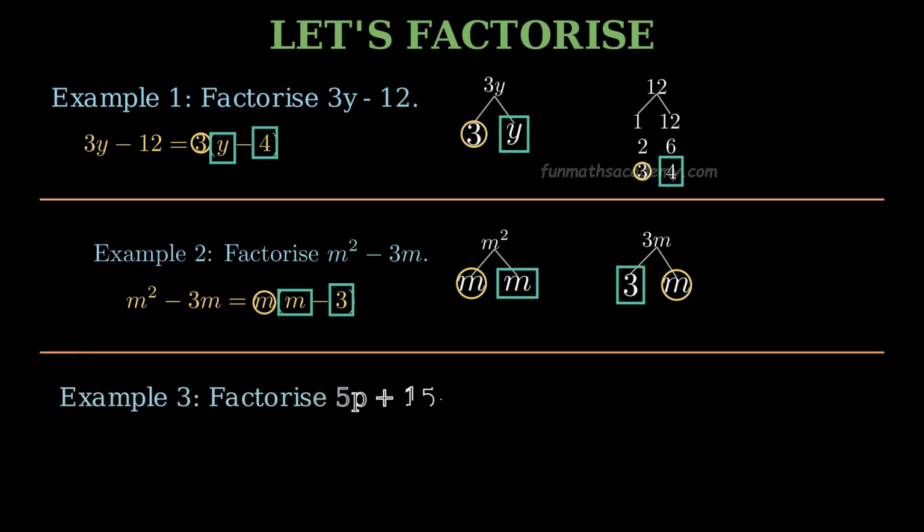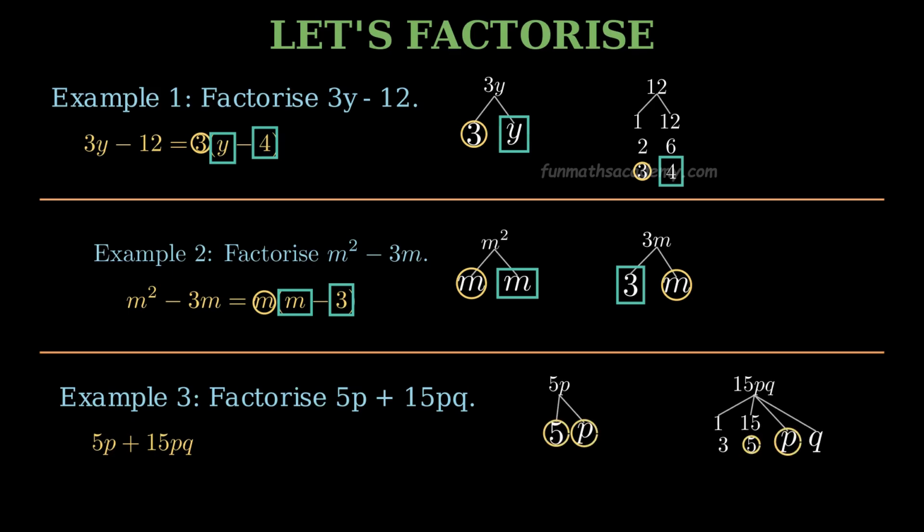Sometimes you can take out a number and a letter. Take 5p + 15pq. The HCF is 5p. Remember, 1 is a factor of every term, so 5p divided by 5p leaves us with 1. We put 1 and 3q inside the brackets, giving us our final answer, 5p times (1 + 3q).